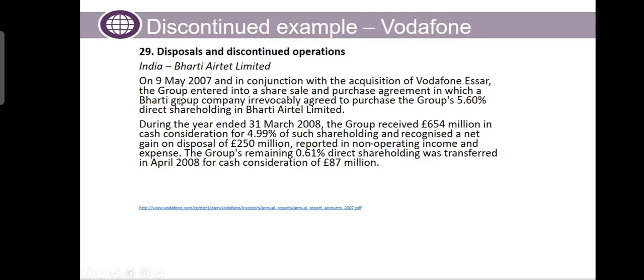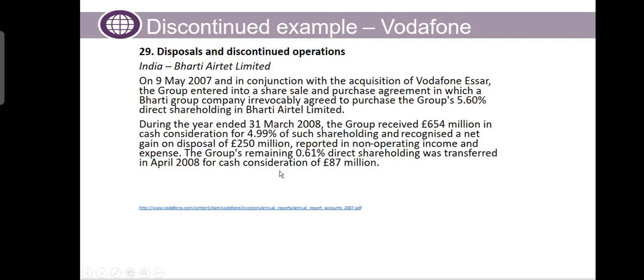I'll just read the first line. On 9th May 2007, in conjunction with the acquisition of Vodafone SR, the group entered into a share sale and purchase agreement, in which a Bharti Group company irrevocably agreed to purchase the group's 5.6% direct shareholding in Bharti Airtel Limited. During the year ended 31st March 2008, the group received £654 million in cash consideration for 4.99% of such shareholding and recognized a net gain on disposal of 250 million, reported in non-operating income and expense. The group's remaining 0.6% direct shareholding was transferred in April 2008 for cash consideration of 87 million.